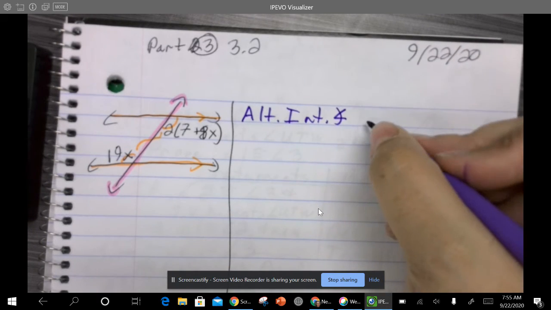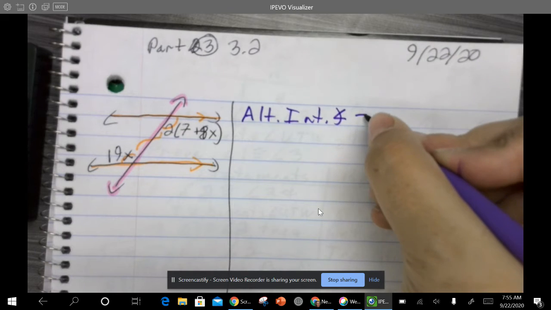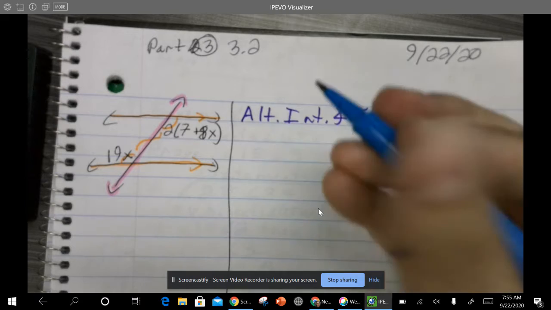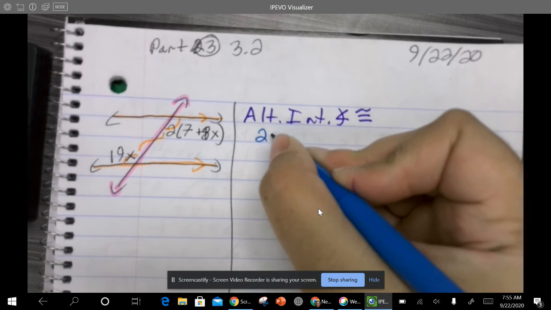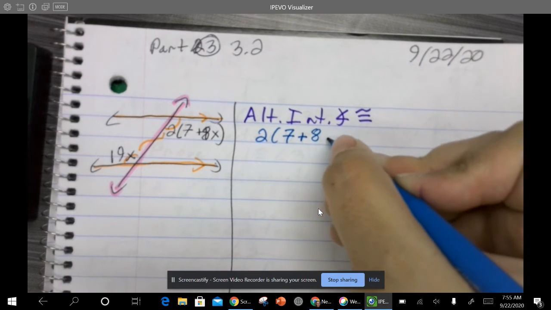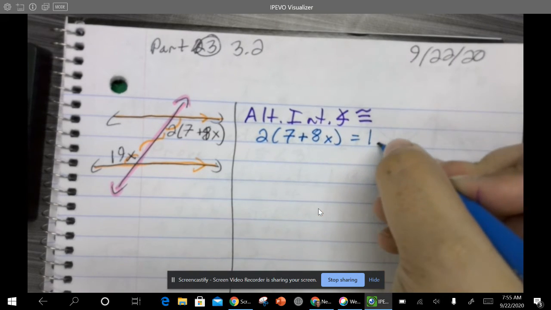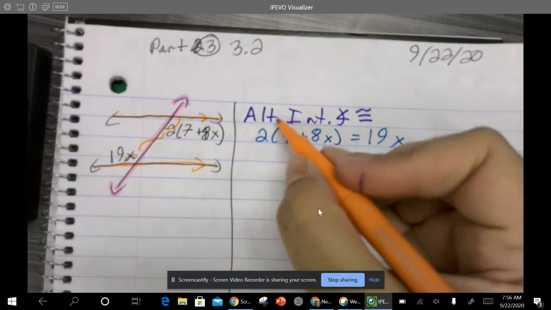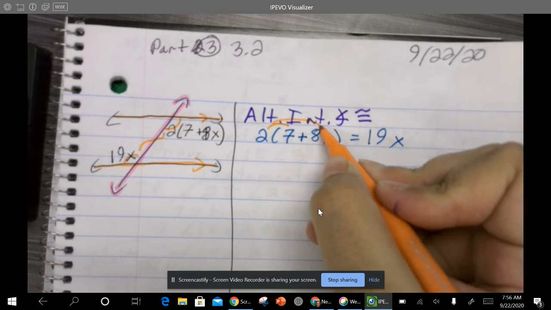Okay, alternate interior angles, how are they related? They are congruent. Okay, so that means that we're going to set the equation up. We're going to set them equal to each other. So we're going to go 2 times the quantity 7 plus 8x is equal to 19x. Okay, we're going to go ahead and do distributive property, everybody. So that just means we multiply.